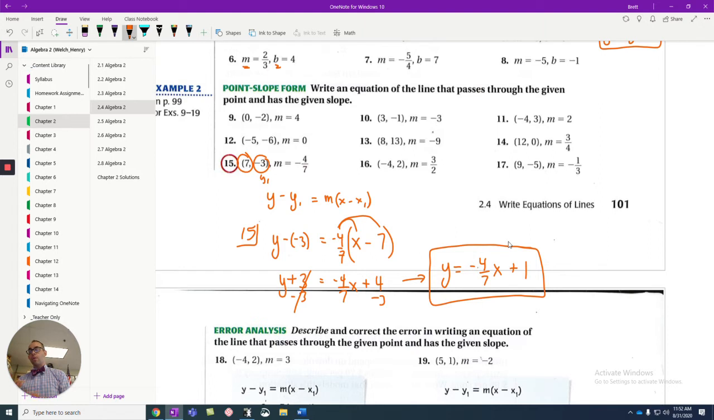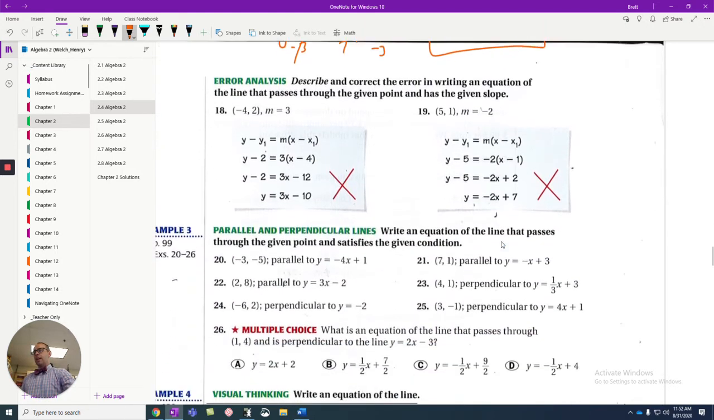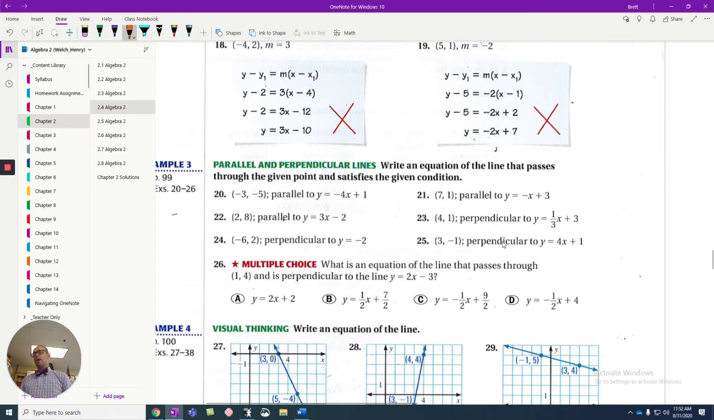This is the fully simplified version of the equation. I can tell the slope is -4/7. I can tell that the y-intercept is 1. The next type of problem is based on some implication, what we mean when we say parallel or perpendicular. So let's take, for instance, this question here, number 20. It says that we have to be parallel to this line. Well, parallel lines have to have the same slope. So that would imply that the slope I need is right here, that it's -4.